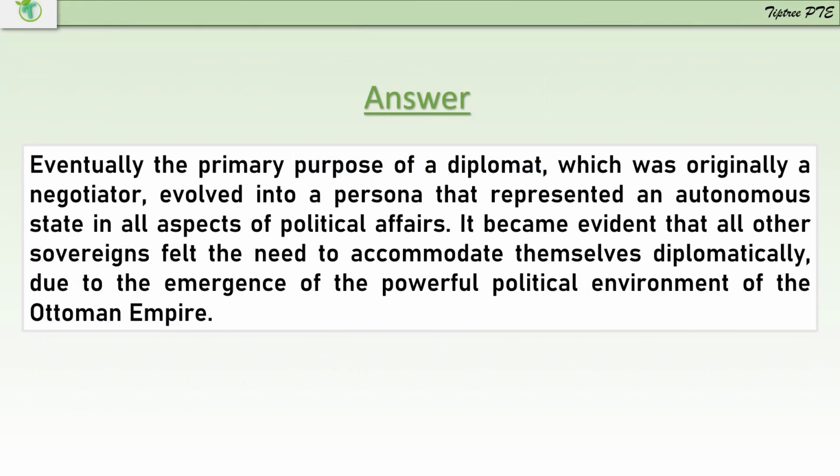Eventually, the primary purpose of a diplomat, which was originally a negotiator, evolved into a persona that represented an autonomous state in all aspects of political affairs. It became evident that all other sovereigns felt the need to accommodate themselves diplomatically, due to the emergence of the powerful political environment of the Ottoman Empire.